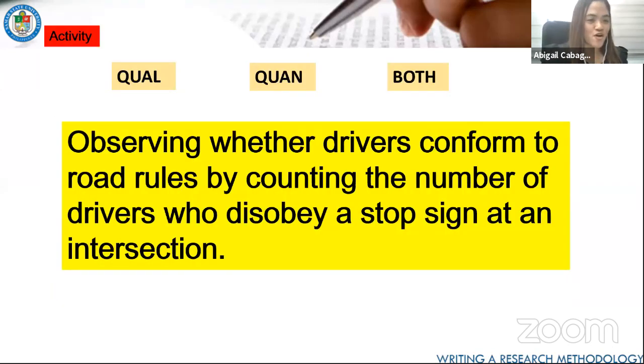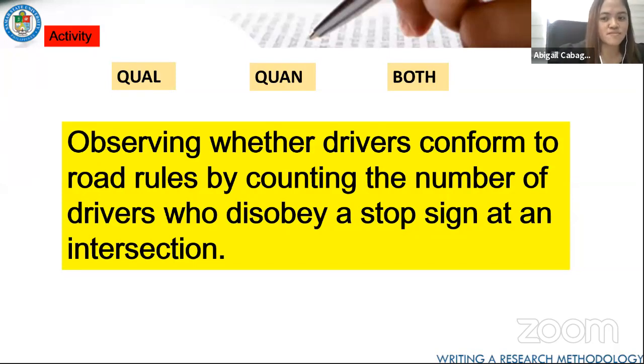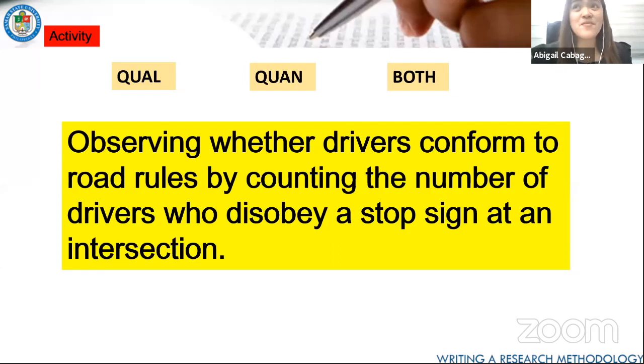Observing whether drivers conform to road rules by counting the number of drivers who disobey a stop sign at an intersection. So is this qualitative data, quantitative data, or both? Majority of the answers say both, ma'am. Others say qualitative, quantitative. Okay, so the answer here is quantitative data because your aim is to count the number of drivers who disobey. So there is counting. Okay, next.